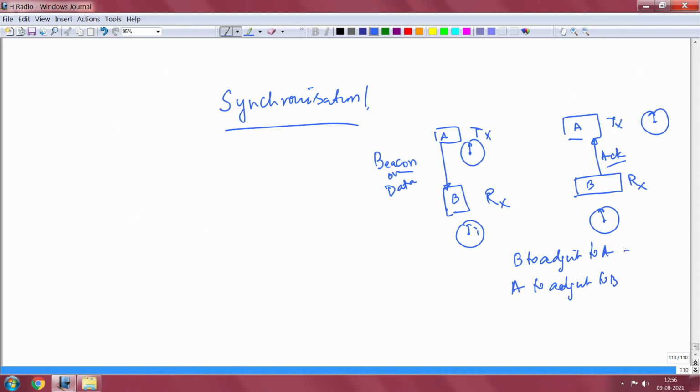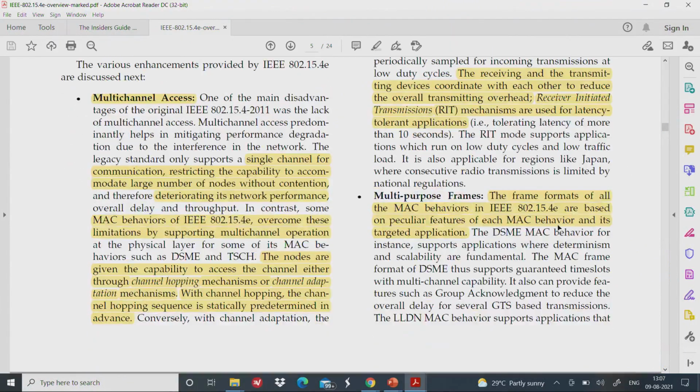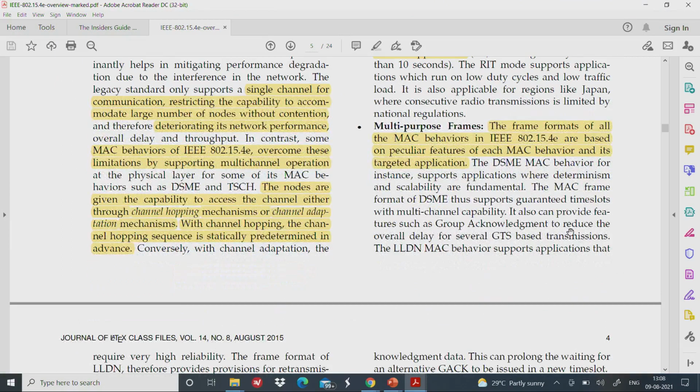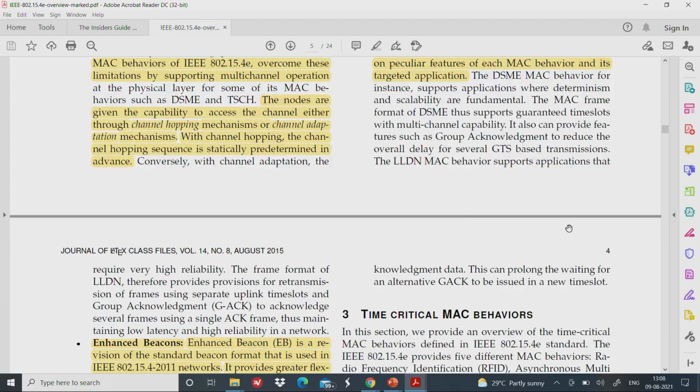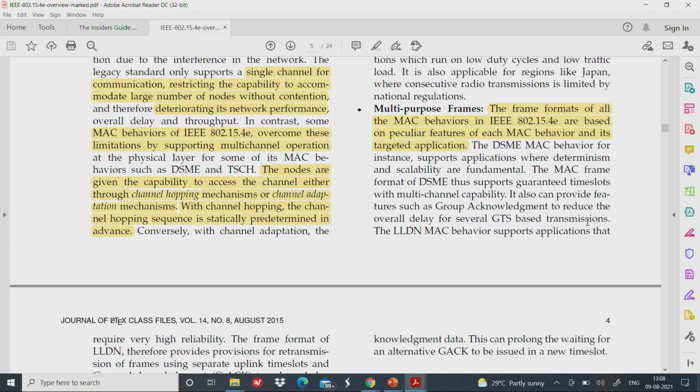B adjusting to A is transmit driven and A adjusting to B is receiver driven, both are possible, and all these mechanisms are built into the system here. Then there is the third one which is multi-purpose frames. Basically the advantage here is the frame formats of all MAC behaviors are based on the peculiar features of this MAC behavior and its targeted applications. So, it is another important feature.